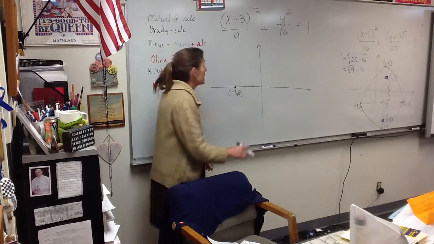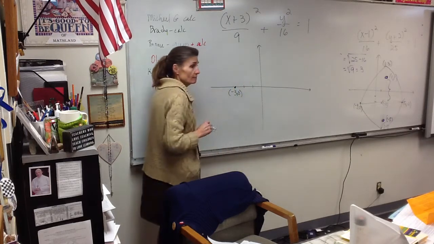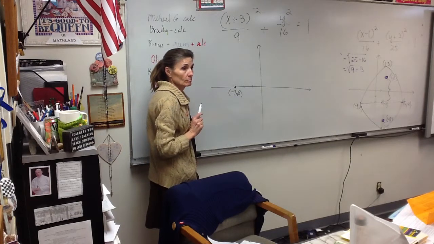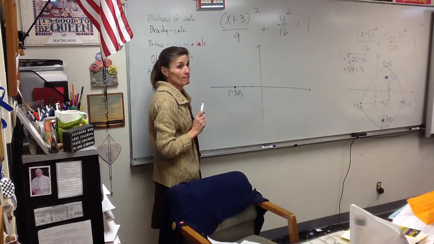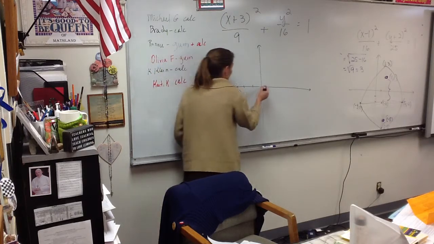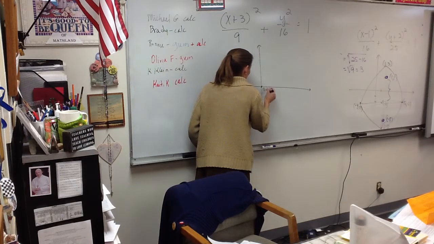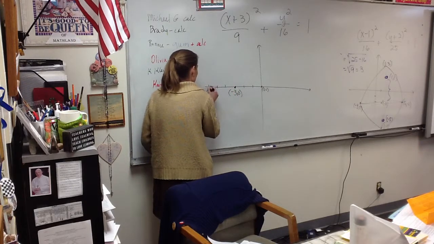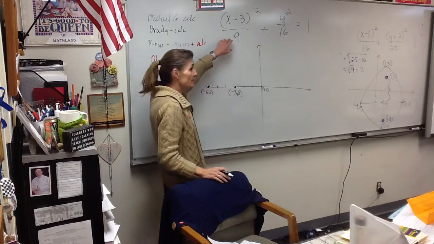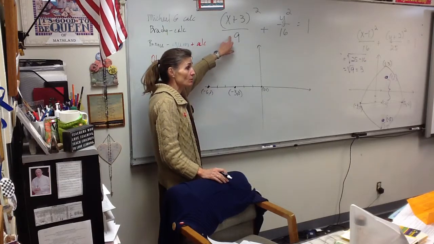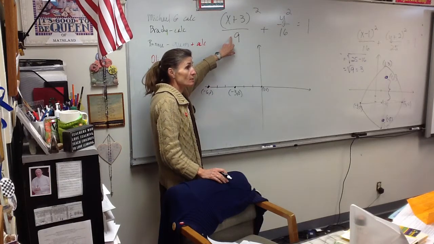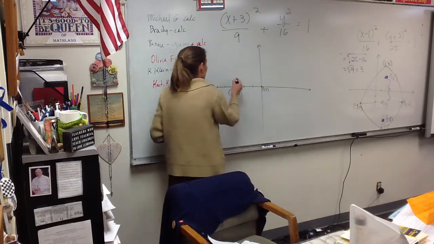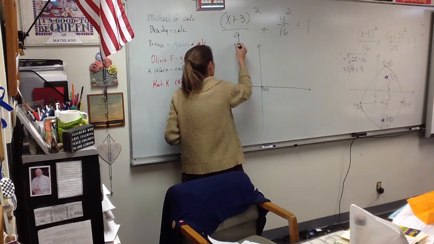Okay? Now, what do I do with that 9? I go 3, which way? Right and left. So 3 right and left would put me at the origin and at -6. Everybody paying attention? What does this 9 tell me to do? Sideways 3. How about the 16? Up 4. 1, 2, 3, 4.